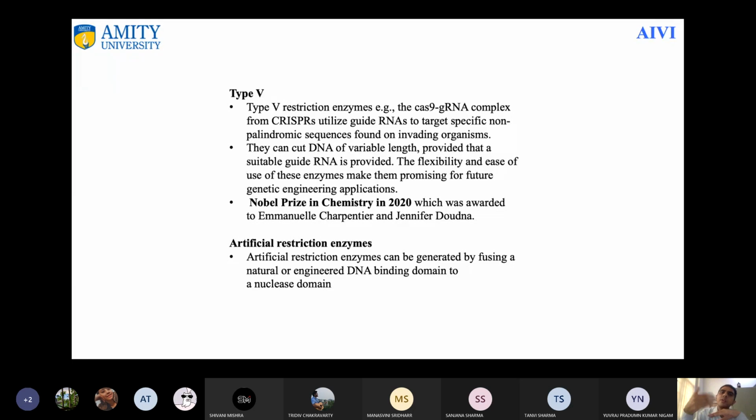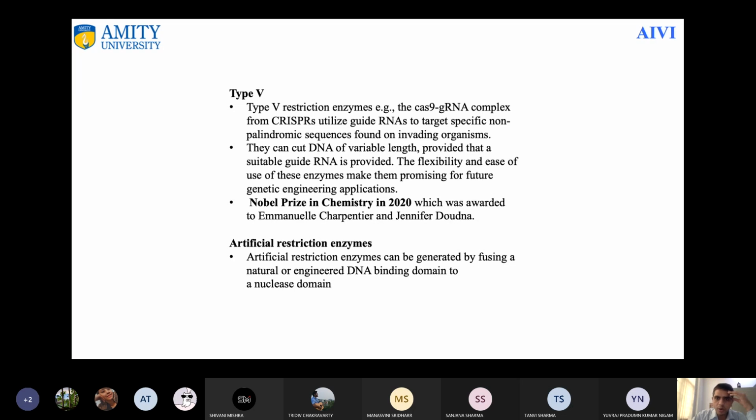There are different types of Cas enzymes also. Cas12 and Cas13 are also there. They recognize RNA instead of DNA. So these are another type of restriction modification system. And in the previous year, the Nobel Prize was won for the Cas9 discovery, and the scientists were awarded for this.